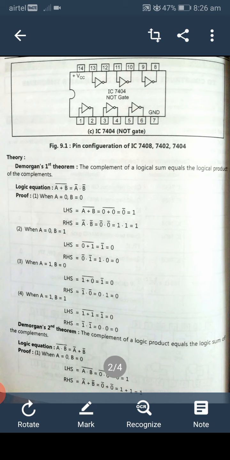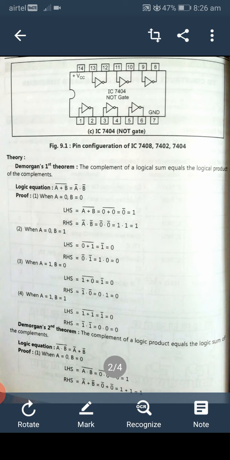Similarly, right hand side, complement 1 into complement 0, and that is equal to complement of 1 is 0 and complement of 0 is 1, means 0 into 1 is equal to 0.